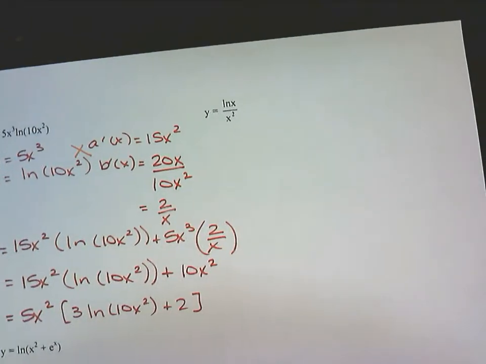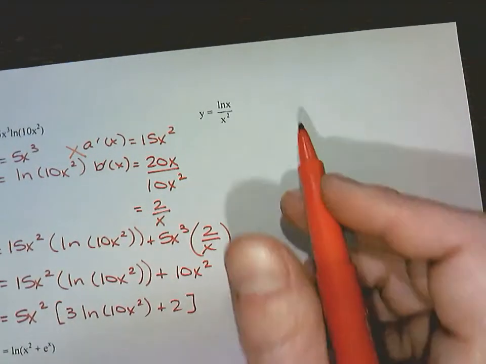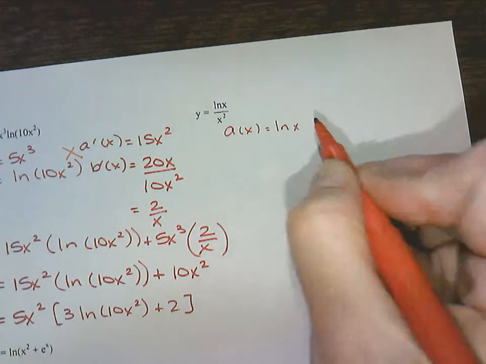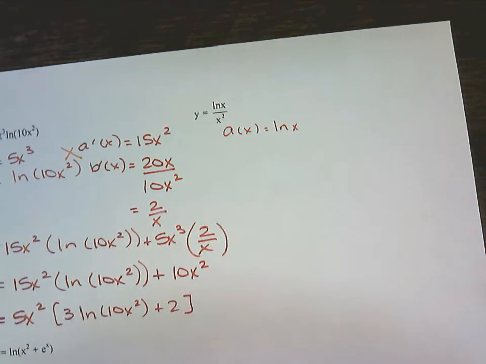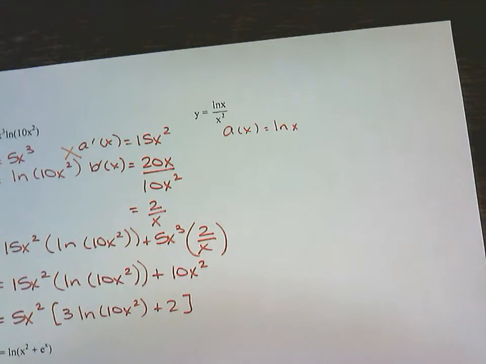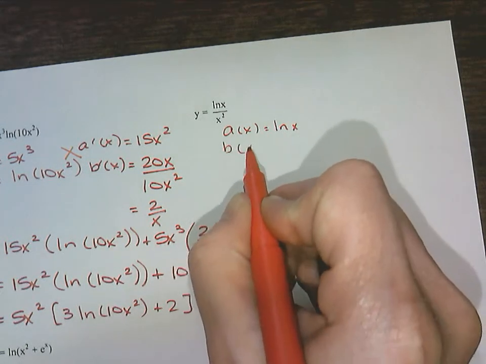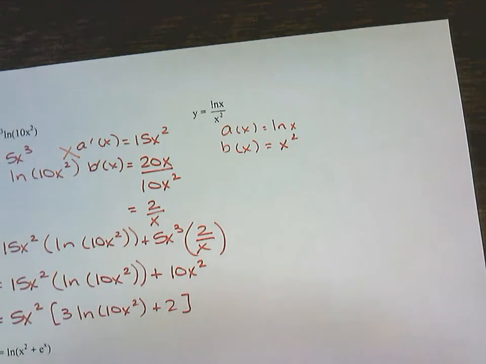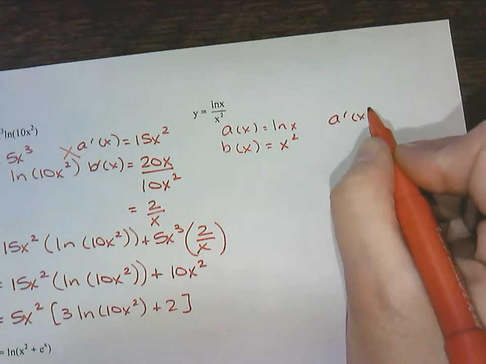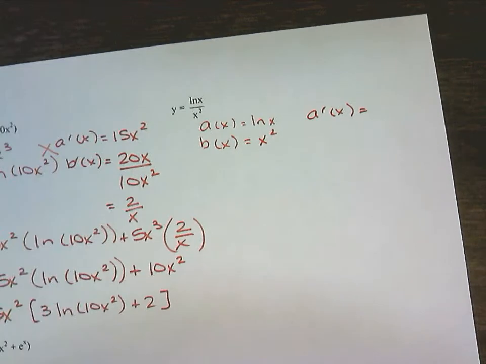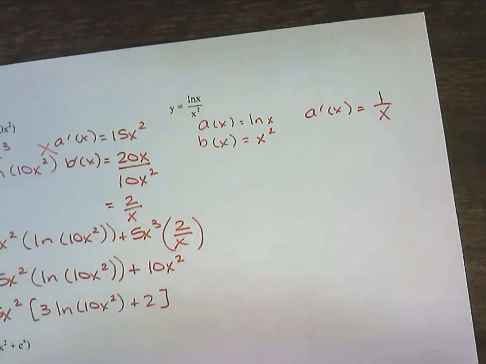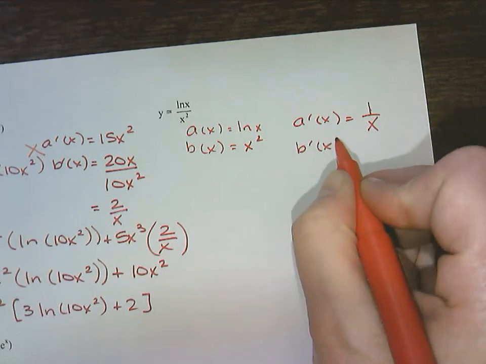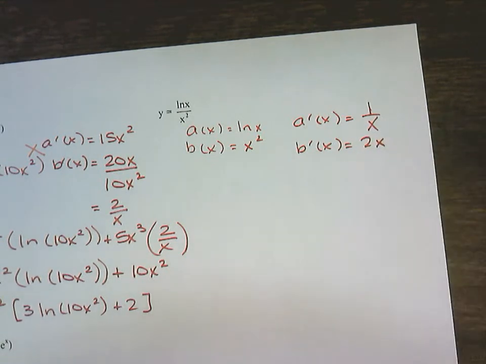Let's look at this one now, ln x over x squared. Well, I can say that a of x is ln x. I'm going to use the quotient rule. If you don't like it, please feel free to use the product rule. I'm equally as happy with you to use that. And b of x is x squared. A prime of x is 1 over x. And b prime of x is 2x.